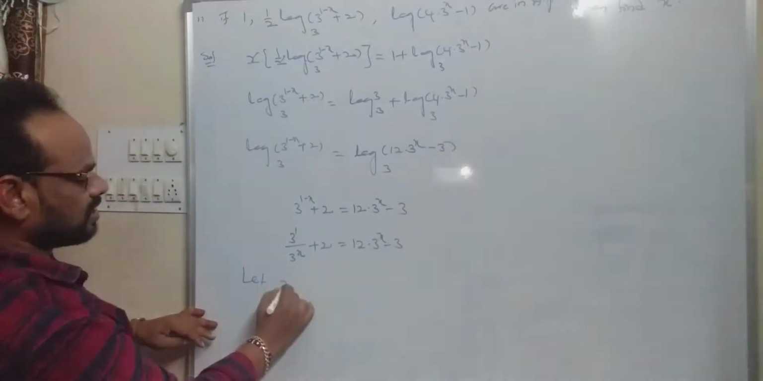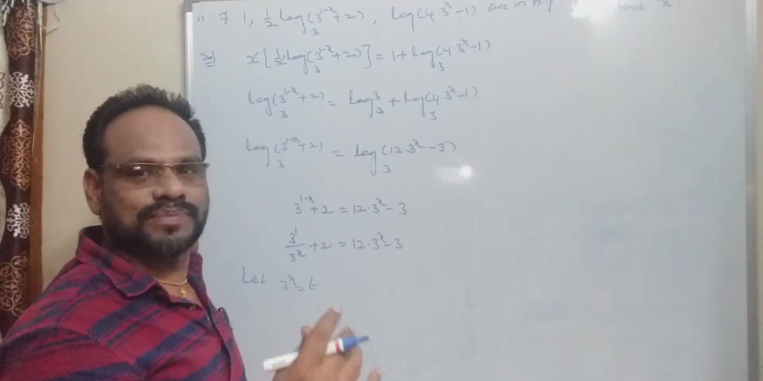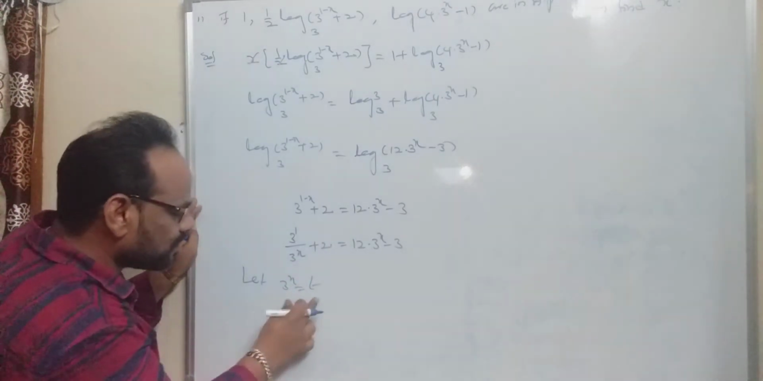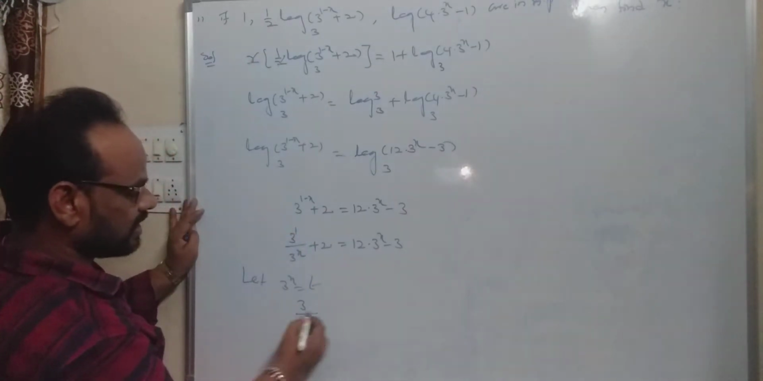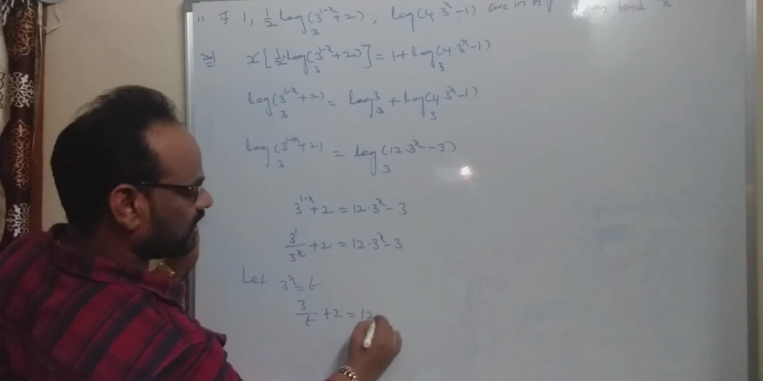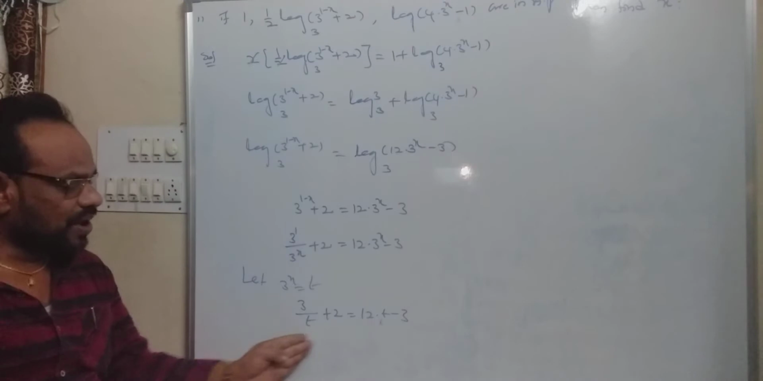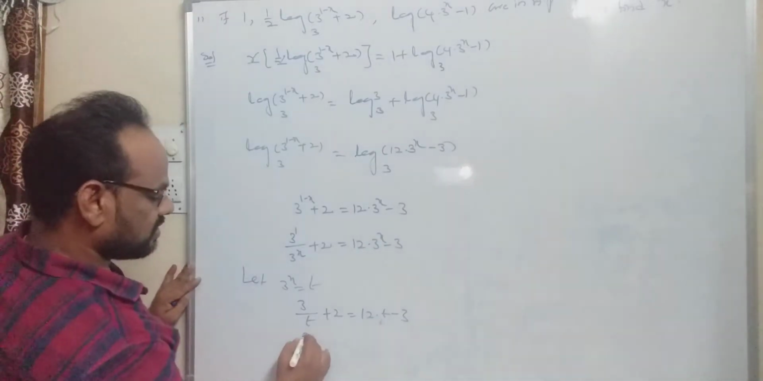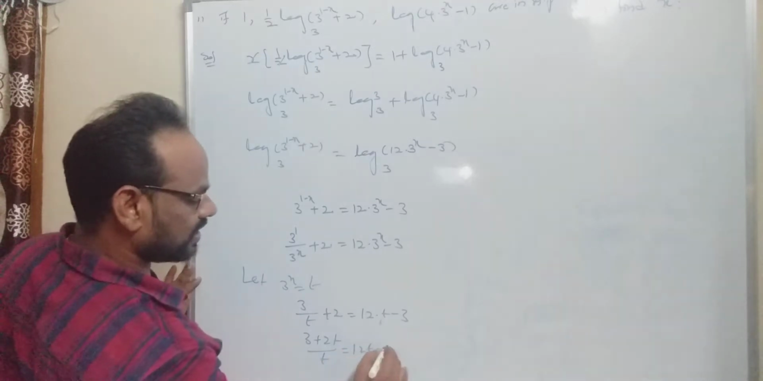Let us assume that 3 power x is equals to some constant t. So if you substitute the 3 power x value in this equation, we get 3 by t plus 2 is equals to 12t minus 3. If you do LCM, (3 plus 2t) by t is equals to 12t minus 3.